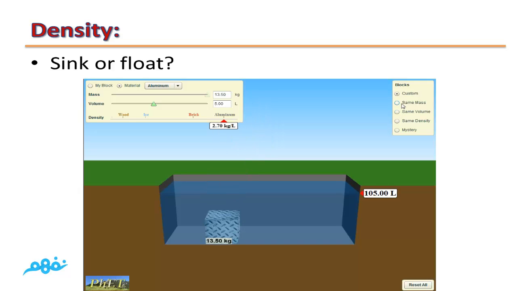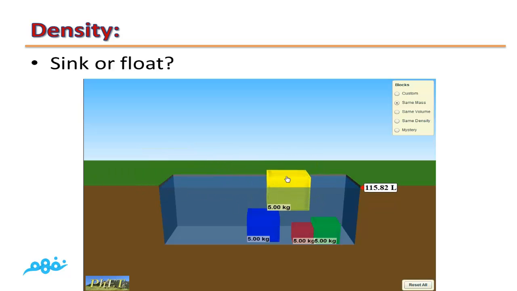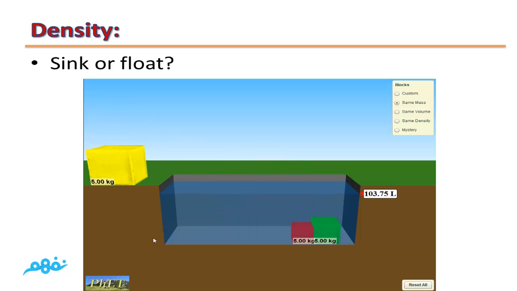What about having pieces which have the same mass? As you can see, all of them, their mass is 5 kilograms. Although they have the same mass, they have different volumes. And we answered this question before. As you can see, these two pieces sink, while this piece only floats. This is because they have different densities.